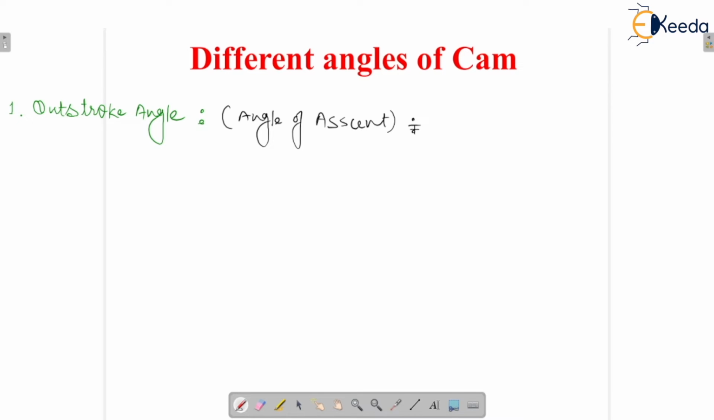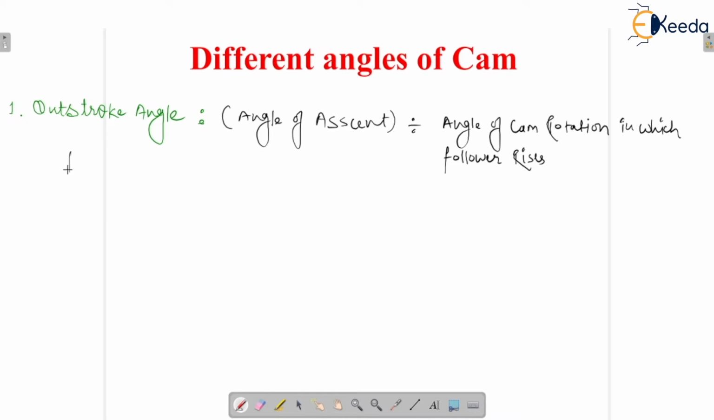This is the angle of cam rotation in which the follower rises.